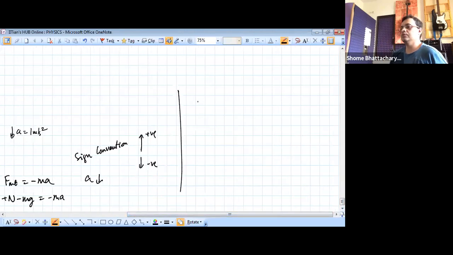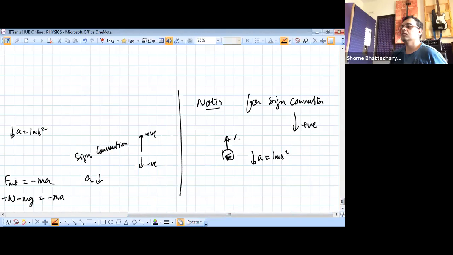So that also you can note. For sign convention, where I'm taking downward direction as positive, in that situation this equation will become like this. Plus mg, because mg is in the positive direction, minus N, because N is in the negative direction, is equal to plus ma. In this sign convention it will be written like this.